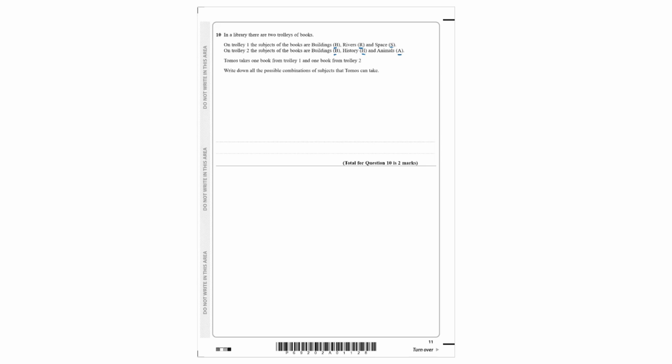So we can see here on trolley 1, he can take buildings, and then on trolley 2, he can take buildings again. Then he can choose buildings and history instead. Again, he can choose buildings and animals. Then he could choose something else entirely for trolley 1. He can choose rivers. So he can choose rivers and buildings, rivers and history, rivers and animals. Again, he can choose space as well. So we have space and buildings, space and history, and finally, space and animals.